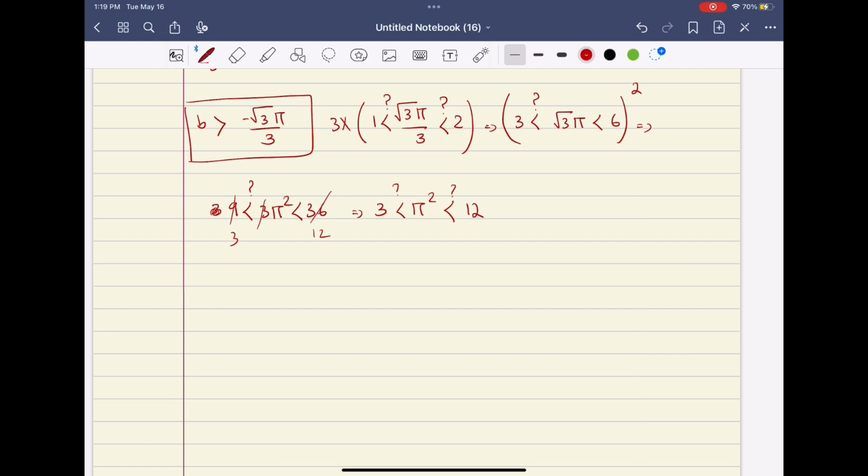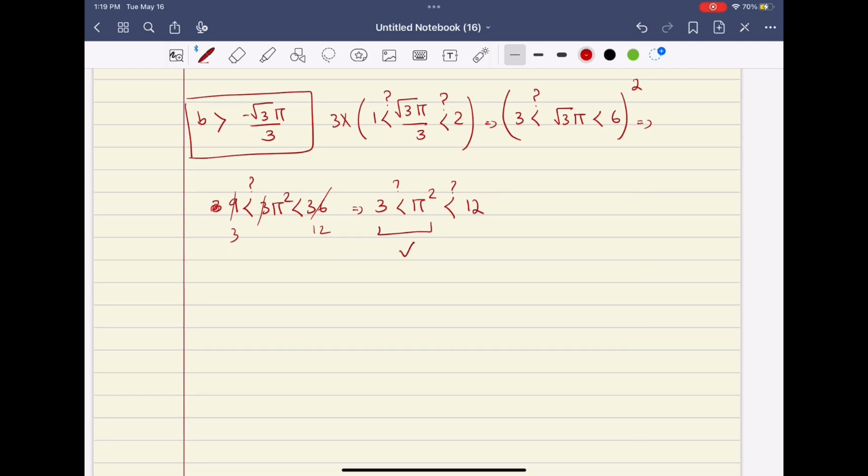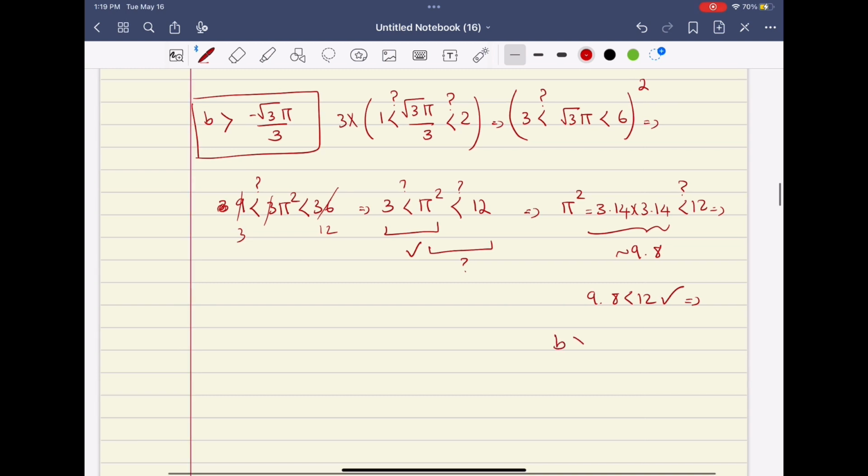Is this inequality correct or not? We know that 3 is less than pi squared, but what about the other one? Is pi squared less than 12 or not? Pi squared is 3.14 times 3.14. Is it less than 12? 3.14 times 3.14 is approximately 9.8, and we know that 9.8 is less than 12. So 1 is less than root 3 pi over 3 less than 2.